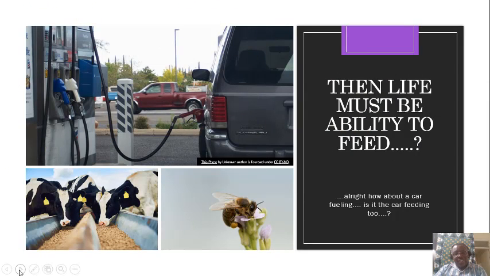Maybe you say that life is the ability to feed. Nutrition. Yes, we can see the bee foraging for food, nectar, pollen, cows feeding. And in ourselves we feed, we get food, and we are alive. But even cars, they fuel, they get food for their engines to run.